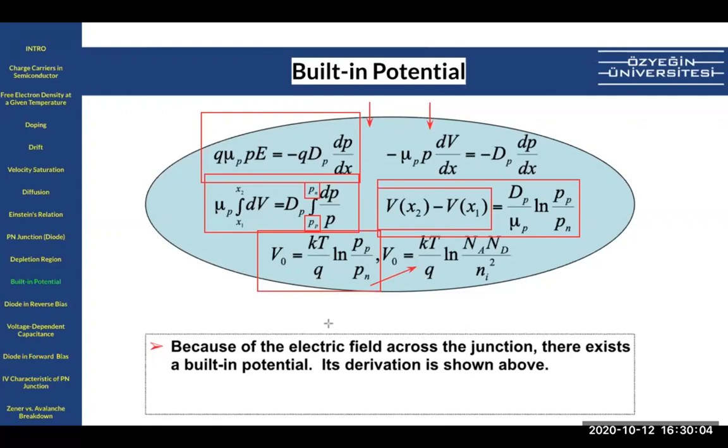So that's why, because there is an electric field across that depletion junction, that's why we have this built-in potential. And that built-in potential is called basically V0. Okay, and the derivation here is shown here, like how we build it.